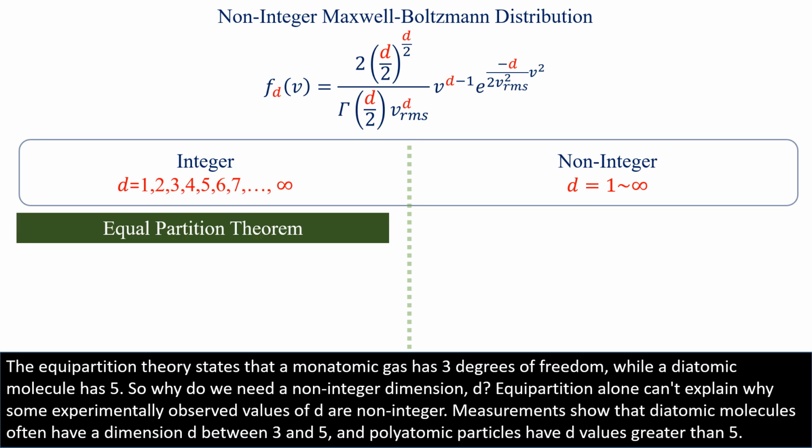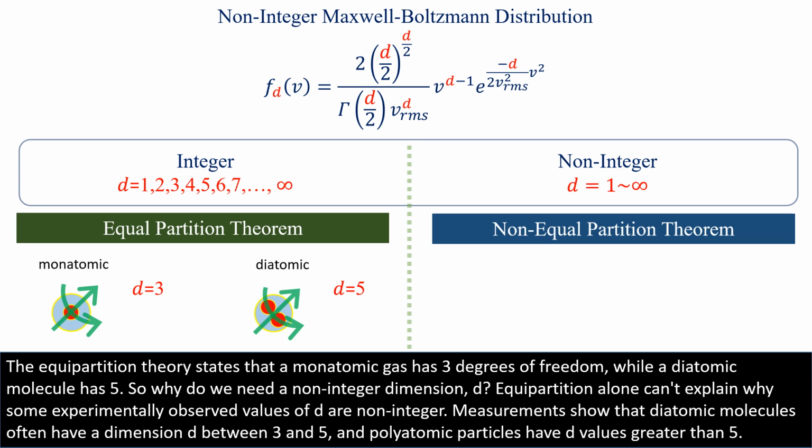The equipartition theorem states that a monatomic gas has 3 degrees of freedom, while a diatomic molecule has 5. So why do we need a non-integer dimension, d? Equipartition alone can't explain why some experimentally observed values of d are non-integer. Measurements show that diatomic molecules often have a dimension d between 3 and 5, and polyatomic particles have d values greater than 5.